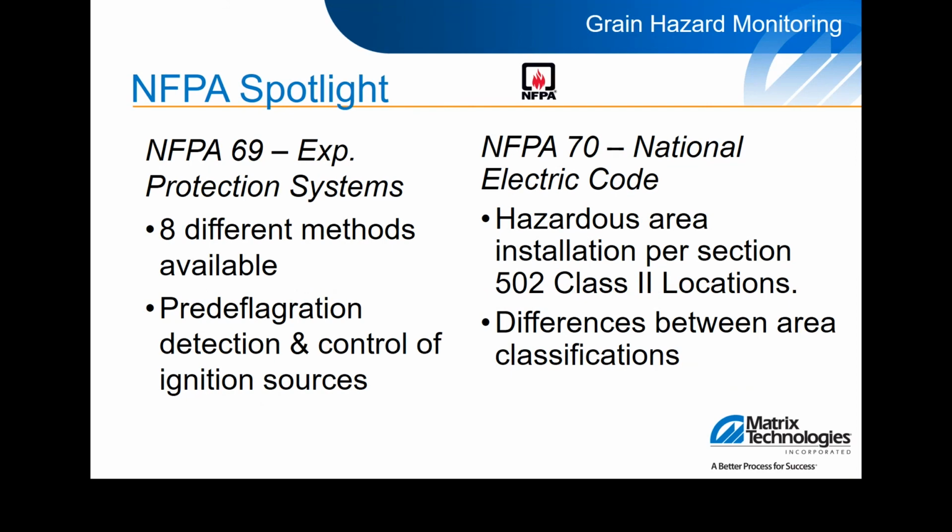Two specific ones I wanted to point out as part of this presentation were NFPA 69, where there are alternate options for explosion protection systems. Some of the most common that are seen out in the market today are chemical suppression, active and passive isolation, and pre-deflagration detection along with controlling ignition sources. NFPA 70 also provides guidance in how to install conduits, cables, wires, and other electrical equipment that goes in conjunction with grain hazard monitoring.